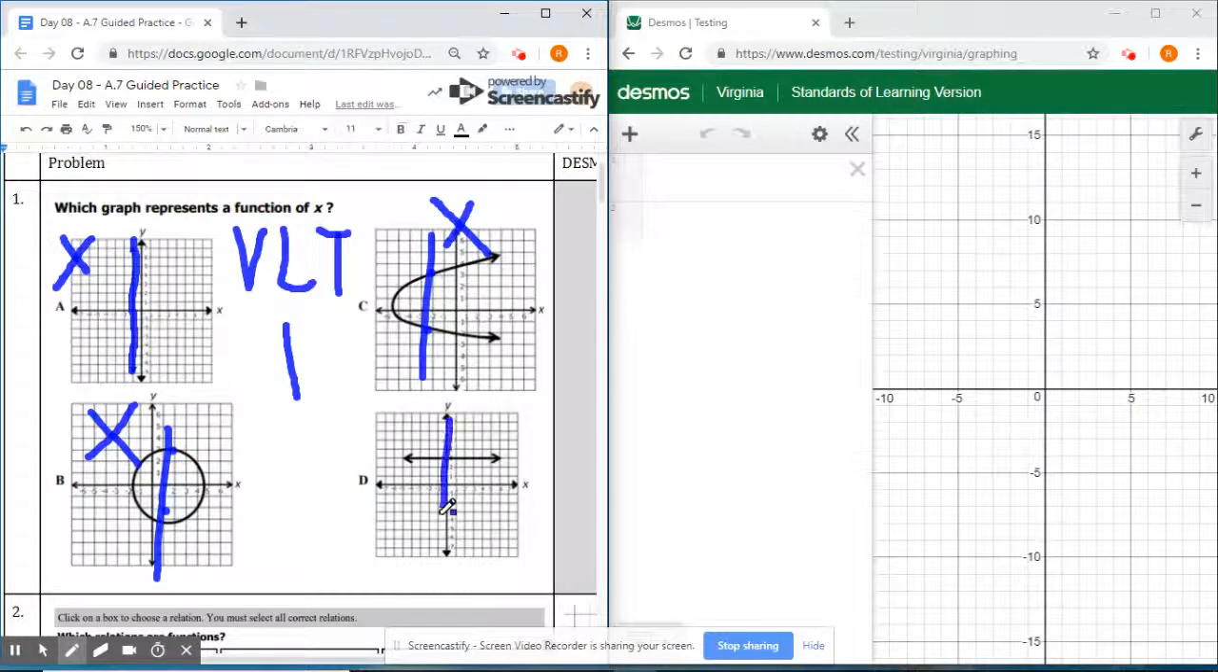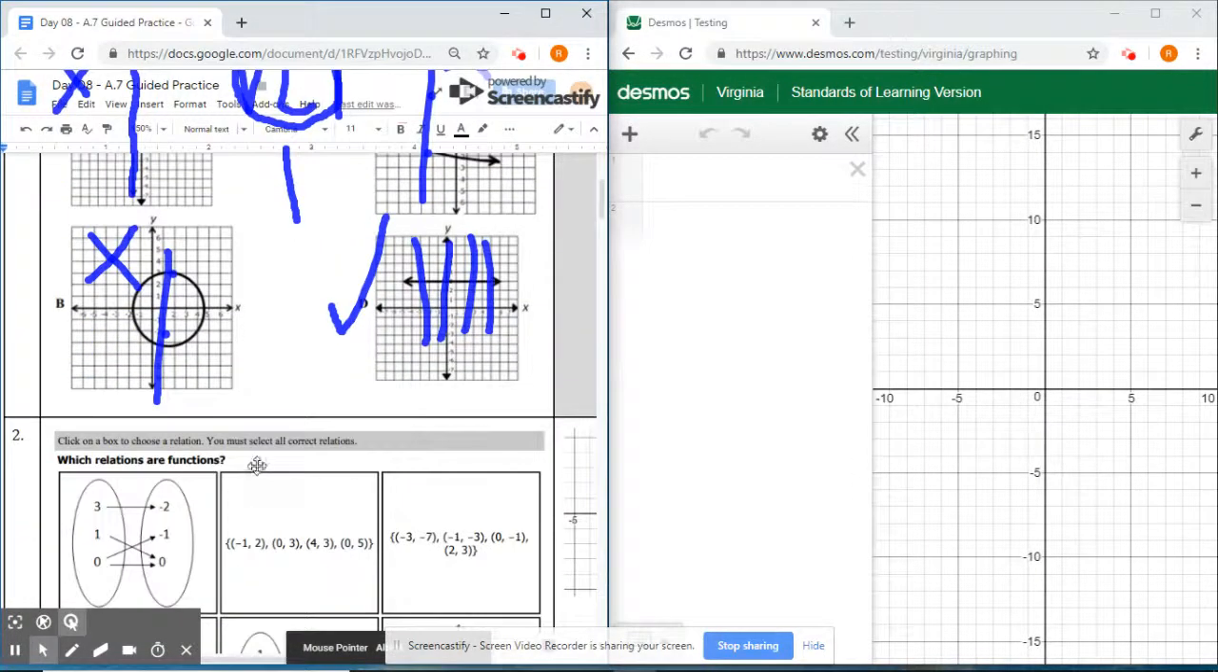And if I draw a vertical line anywhere here on letter D, I only touch once, so that is a function. All right, so you need to remember the vertical line test. You have a bunch of graphs, you can easily tell which ones are functions, which ones are not, just by looking at the graph and using the vertical line test.